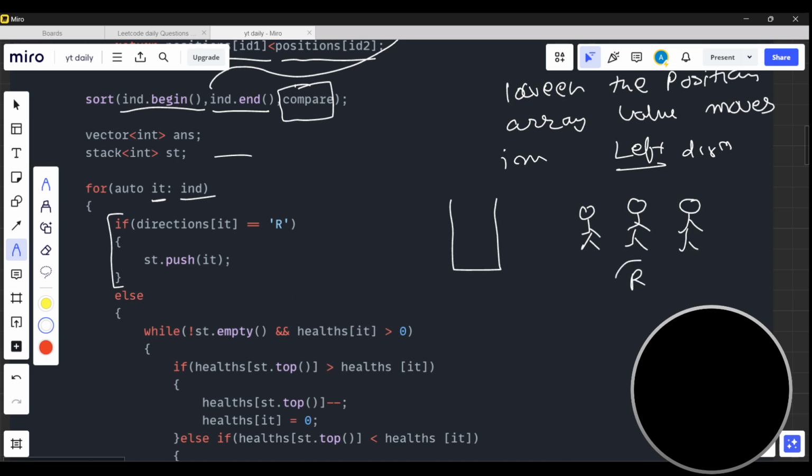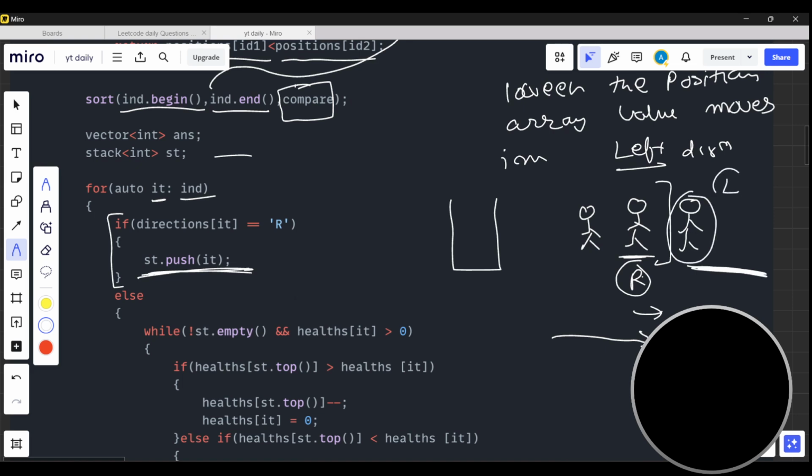If the robot is moving in right direction, I can predict the future. It will collide with another robot or not. Because until now I have traversed this. How can I predict the future? So I can say it will definitely collide. There will be a chance of collision. So I can just push that element index.